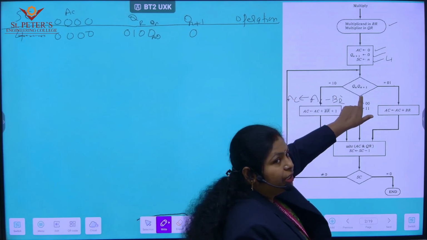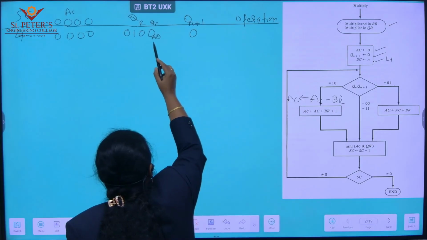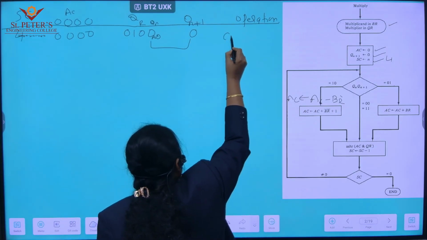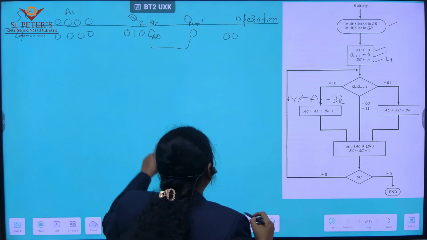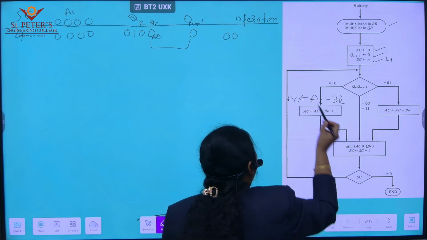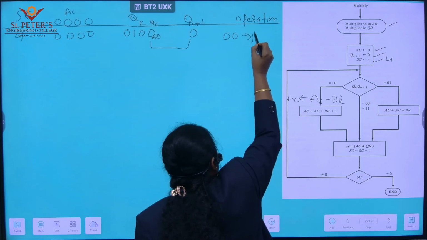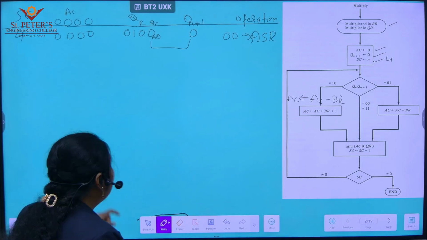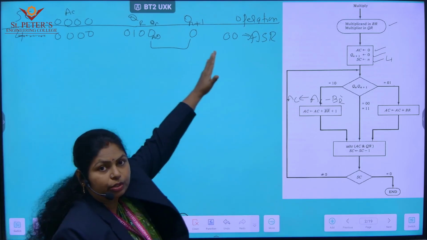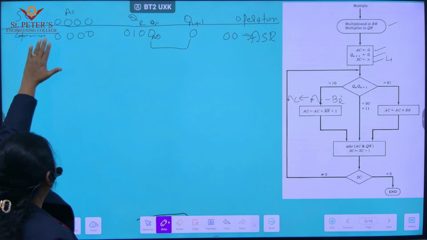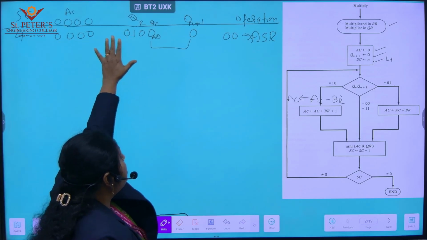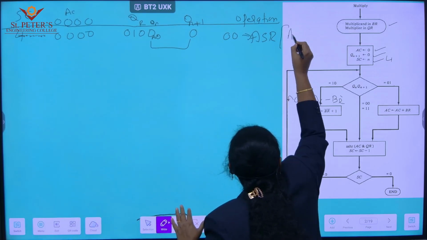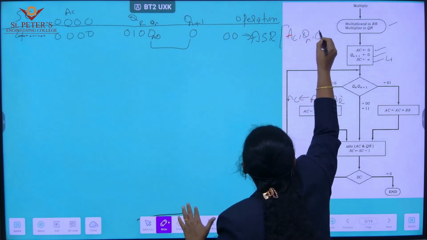Later on, inspection has to be done between Qn and Qn plus 1. What is this combination? 0, 0. When it is 0, 0, what has to be done? An arithmetic right shift has to be done. Arithmetic right shift on what? On the entire sequence: accumulator, QR register, and Qn plus 1. On this entire sequence, AC, Qn, Qn plus 1, we have to perform the operation.